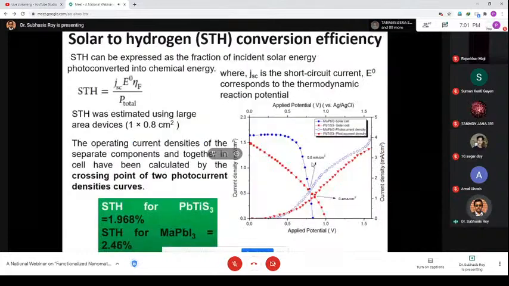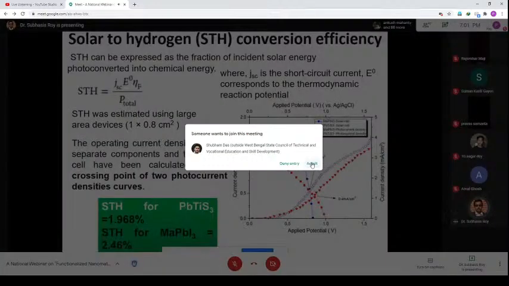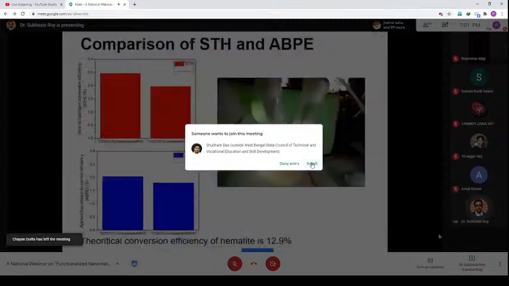And finally, the solar to hydrogen conversion, that means solar radiation converted to hydrogen, the efficiency is 2.43% for MAPbI3, which is very good compared to the current literature. So this is the comparison of the STH and ABPE values. The theoretical value reported is nearly 2%, but theoretically it can reach up to 12.9%.